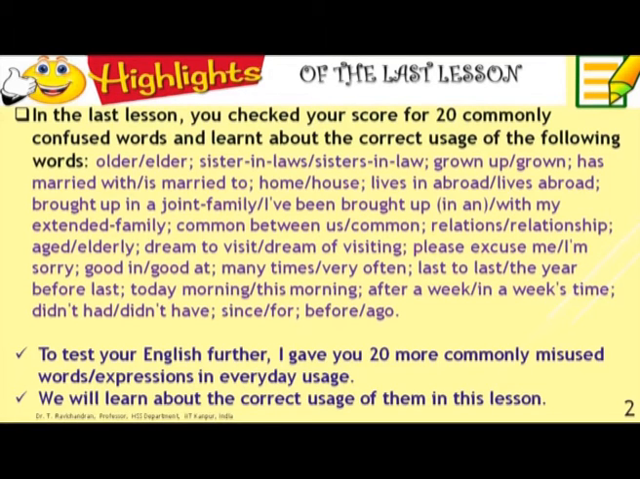And between since, for, since indicates a beginning and that has been continuing for quite some time, for is for a duration of time, and before and ago depending on the context, and we found examples as how you can use them. Now to test your English further, I gave you 20 more commonly misused words, expressions in everyday usage in the previous lesson. Now we look about the corrected usage of those expressions first, and then again I will leave you with another 20 commonly misused words and or expressions.